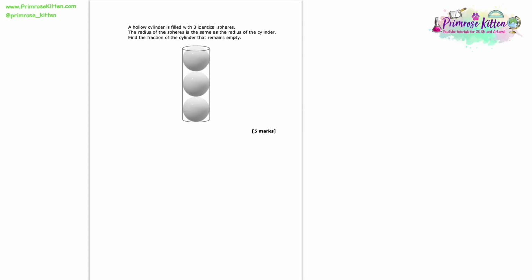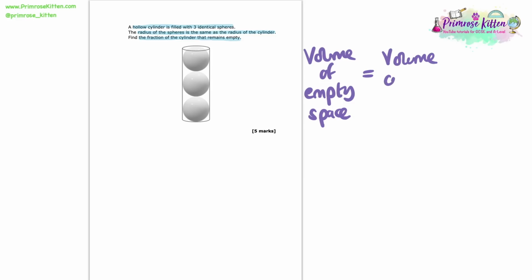A hollow cylinder is filled with 3 identical spheres. The radius of the spheres is the same as the radius of the cylinder. Find the fraction of the cylinder that remains empty. So to answer this, we need to work out the volume of the cylinder that remains empty. To do that, we're going to need to work out the volume of the cylinder in the first place, and then subtract the volume of the 3 identical spheres. Now don't be worried here about the fact that we don't have any numbers. It's fine, we know enough.